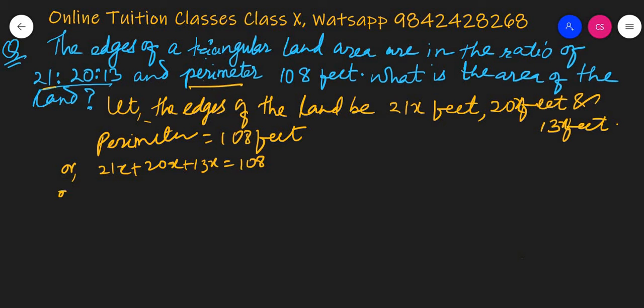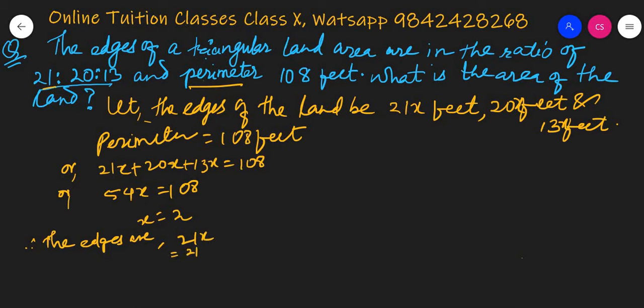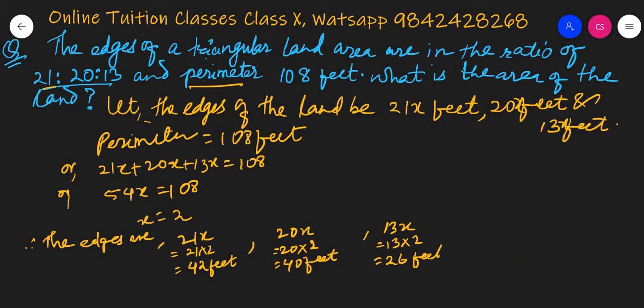Okay, so add this 21 plus 20 plus 13, how much? 54. So 54x equals 108. So x equals 108 by 54, divide, that is 2. So therefore the sides, the edges, are: 21x means 21 into 2, how much? 42 feet. The other, 20x, means 20 into 2, that is 40 feet. And 13 into 2 is 26 feet. Clear or not clear till here?